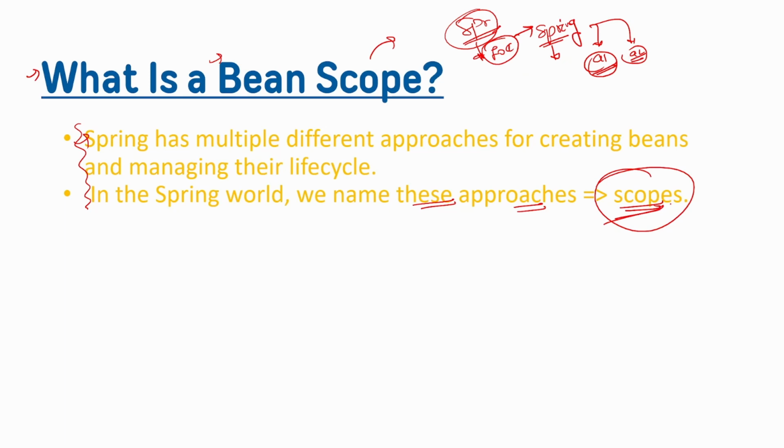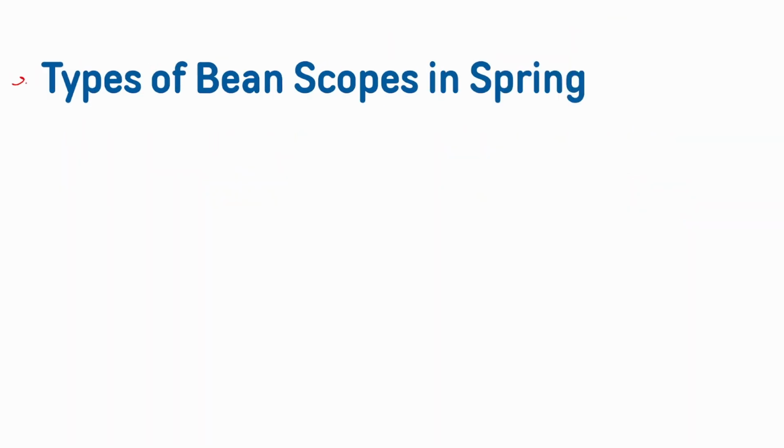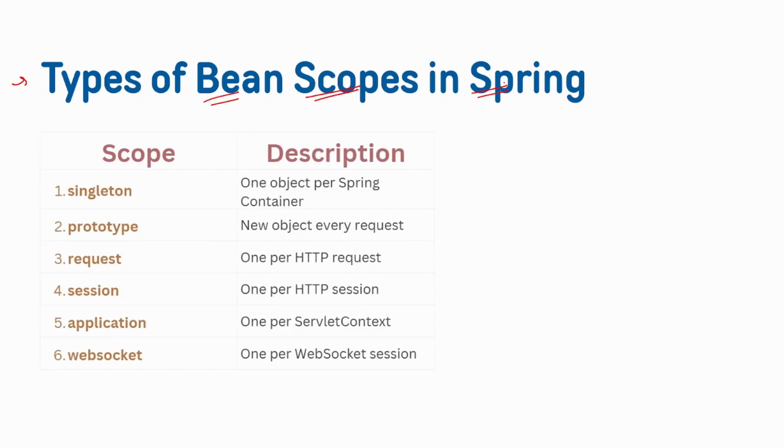So let's see how many types of bean scopes there are in the Spring framework. In Spring, there are basically 6 types of bean scopes, of which 2 are part of the core Spring scopes, and 4 are for web applications. In today's video, we will learn about singleton and prototype, and in the upcoming video on Spring Boot MVC architecture, we will learn about the request, session, application and WebSocket scopes.